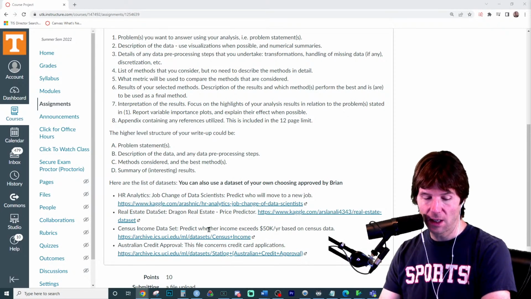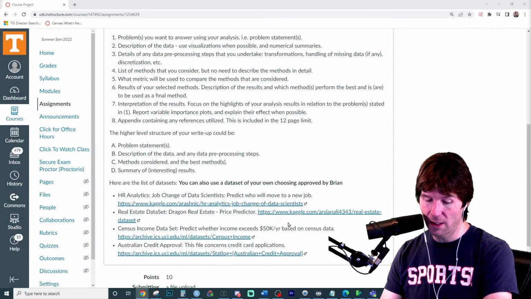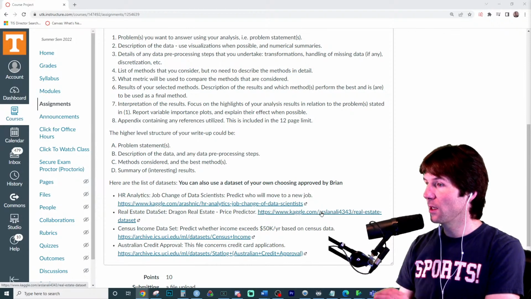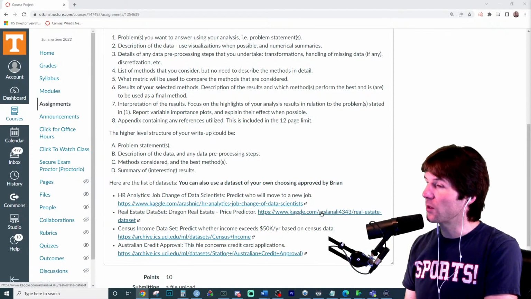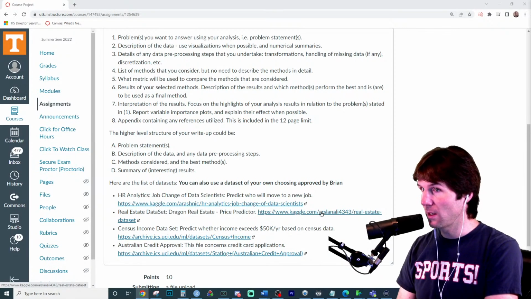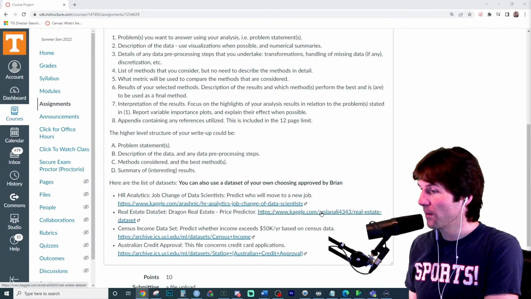We've got census income data, real estate data, Australian credit approval, and HR analytics: job change of data scientists, predict who will move to a new job. So what you're doing is making statistical models and then interpreting those models. But I can't state this enough, it has to be written as a good report.